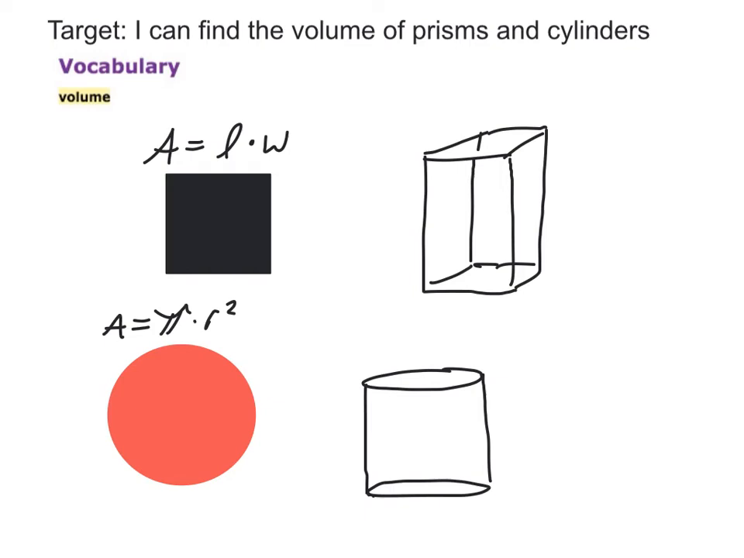In this lesson, the target states, I can find the volume of prisms and cylinders. The only vocabulary word in this lesson is volume, but it's a big one. It starts with trying to remember how to find the area of some figures like a square or a rectangle or a circle.